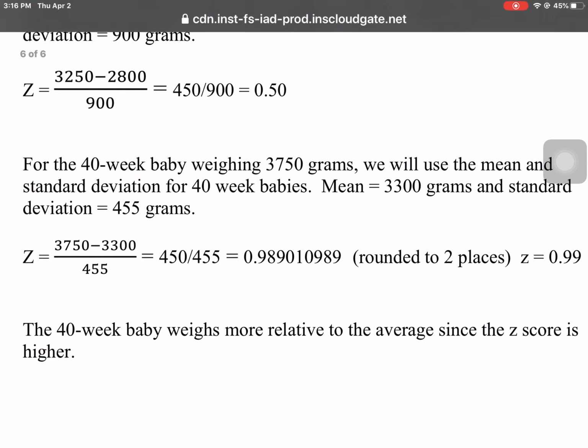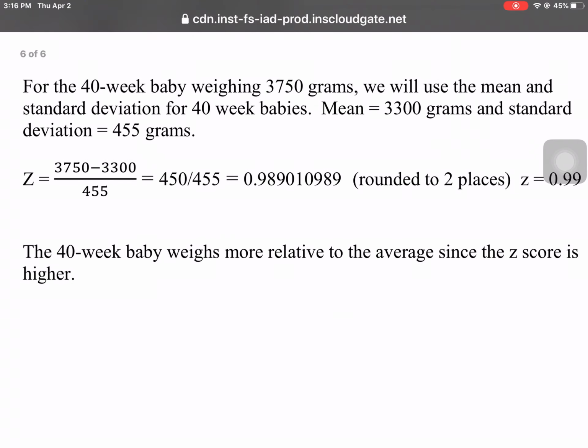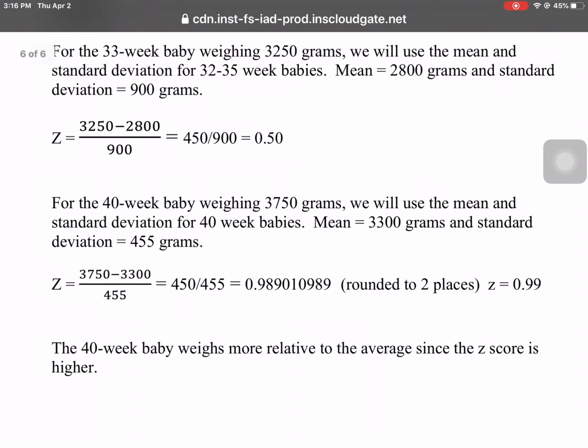Now let's look at the 40-week baby that weighed 3,750. Okay, so you use the mean and standard deviation for 40-week babies. So this baby's 3,750 minus the mean for this group, 3,300, divided by the standard deviation for this group, and we get 0.989, and all of those rounded to 2 places is 0.99. Okay, so let's go back and compare the two.